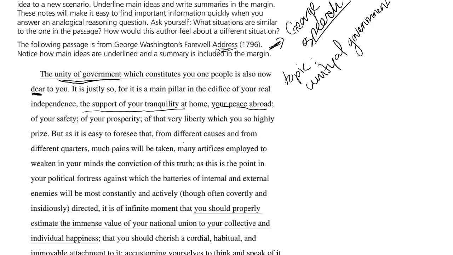But as it is easy to foresee that from different causes and from different quarters, much pains will be taken, many artifices employed to weaken in your minds the conviction of this truth. And so here we notice he's shifting with this "but." It is easy to foresee that from different causes, from different quarters, much pains will be taken, many artifices employed to weaken your minds to this truth. So people will try to convince you otherwise.